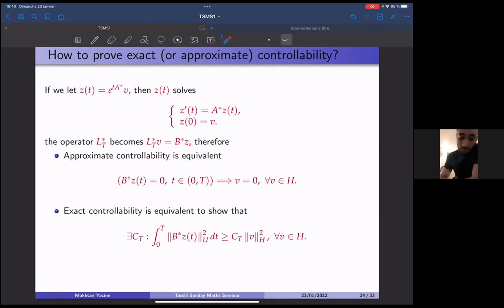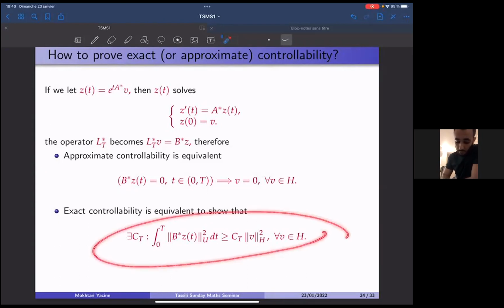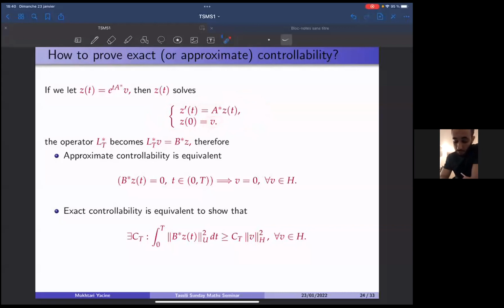And therefore, we can formulate our definitions as the following. Our system is approximately controllable if and only if B star Z equals 0 for any t implies that the initial state equals 0. And the exact controllability reads as follows. There exists some T such that this observability inequality is satisfied. This Z is the solution of the system, and V is the initial state.